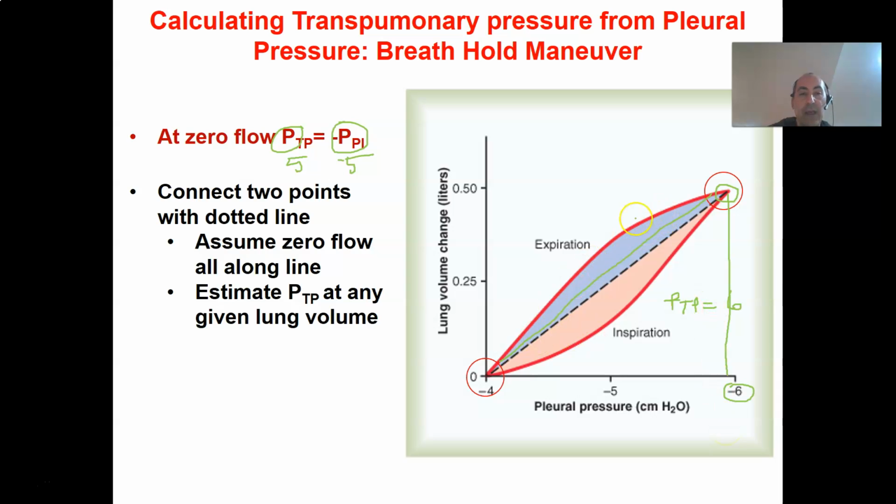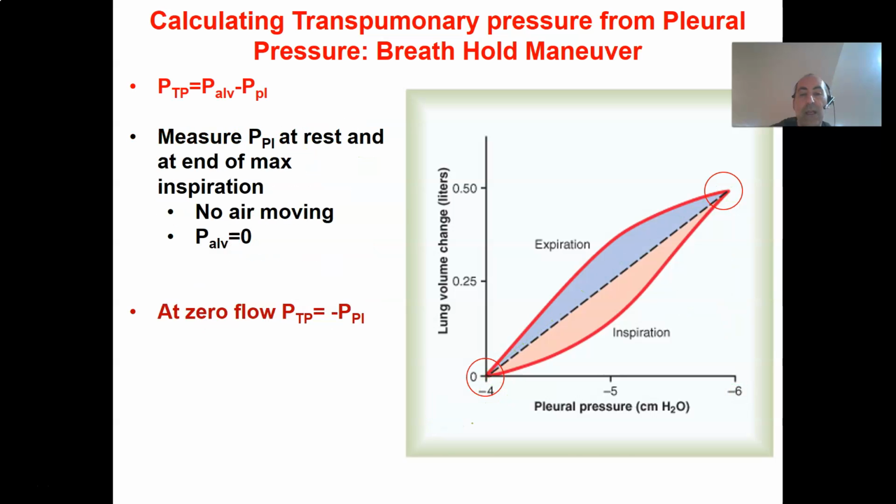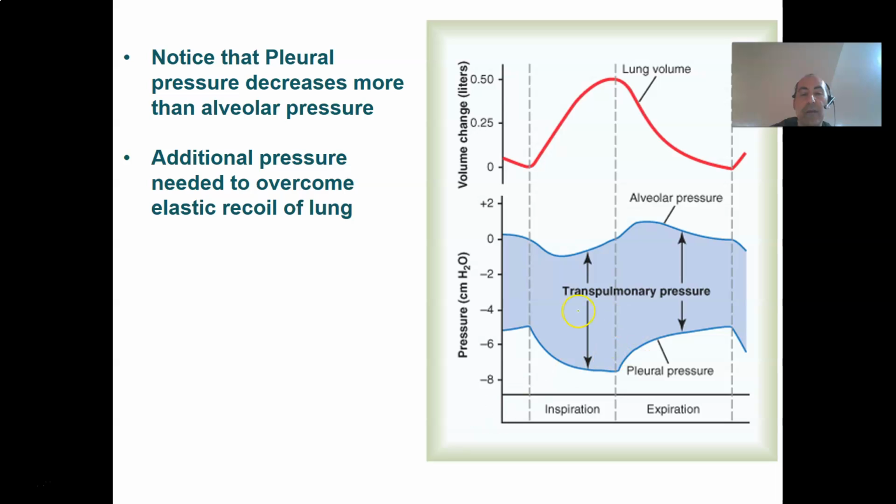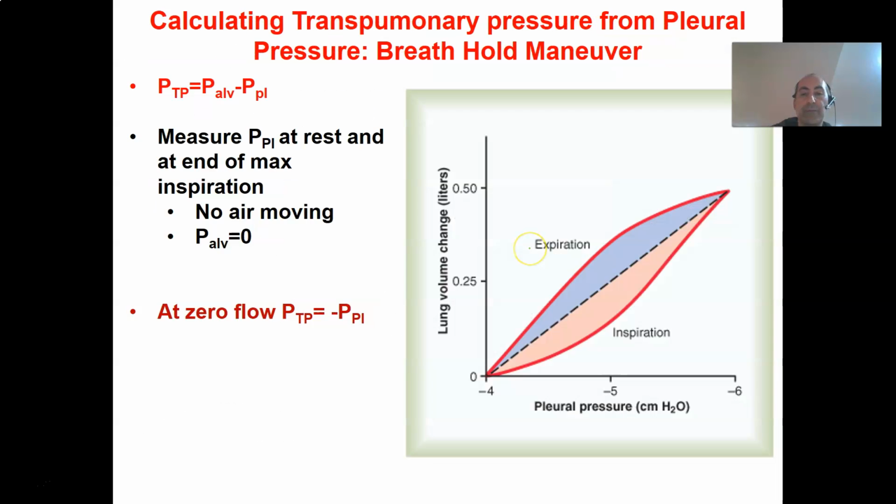You do the same thing at the end of expiration at this point. If we say that -4 is the pleural pressure, then at this point transpulmonary pressure must be 4. And again, this goes back to this diagram here where we showed this to be true.